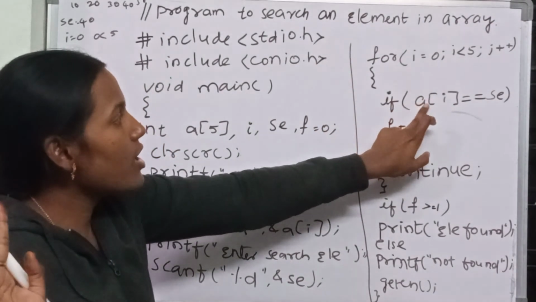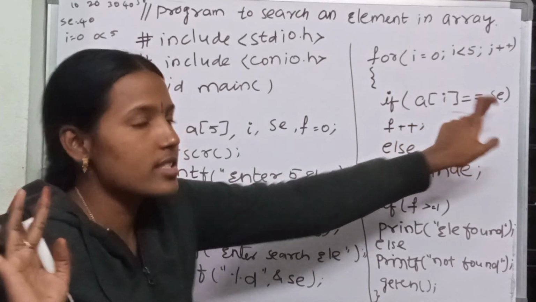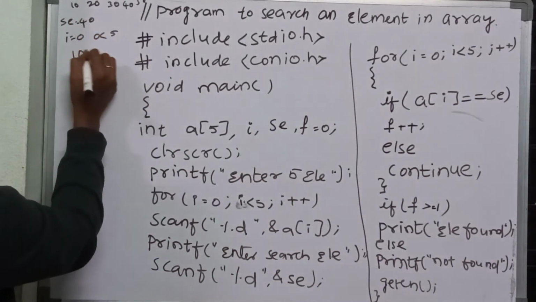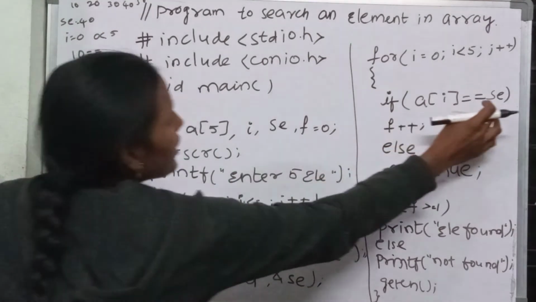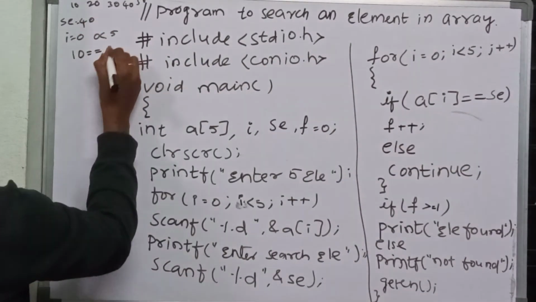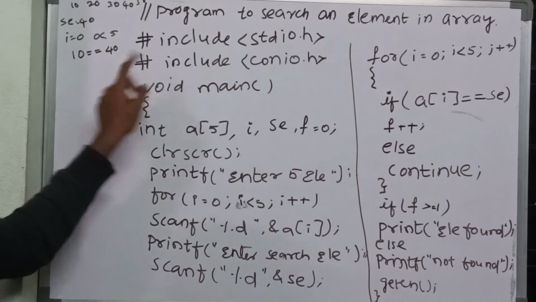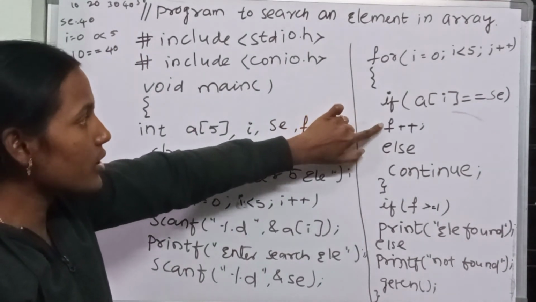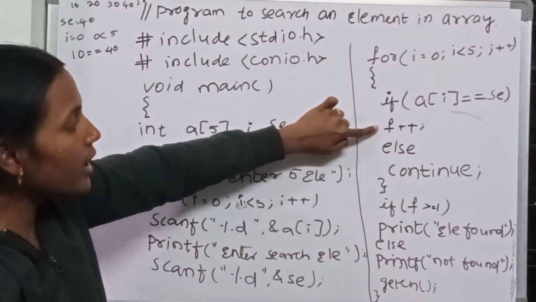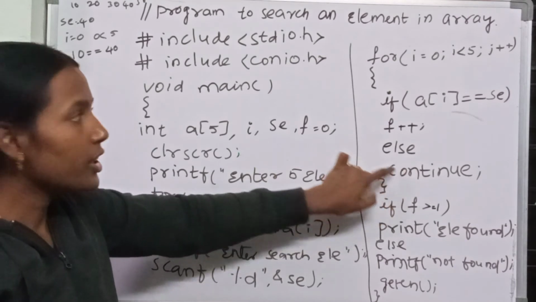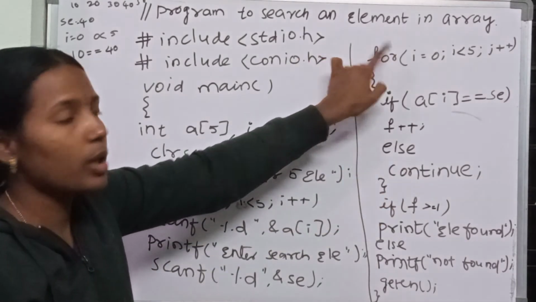If a of I is equal to SE, so a of I means what? A of 0. What is a of 0? 10. That is to be compared with SE. So what is the SE element? 40. Is 10 equal to 40? No. If condition false, so this statement is not to be executed. Control goes to the else part. In the else part what are you writing? Continue. That means continue the for loop.